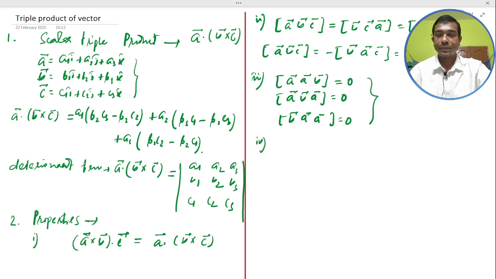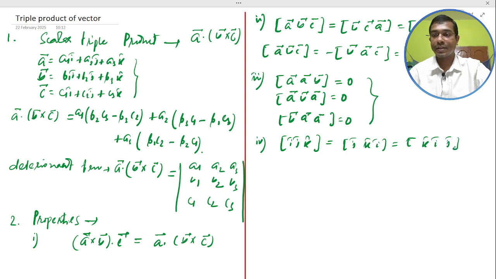Property number 4: the scalar triple product of unit vectors is 1. That means box of i, j, k, suppose j, k, i, that is equal to k, i, j. This will be 1.